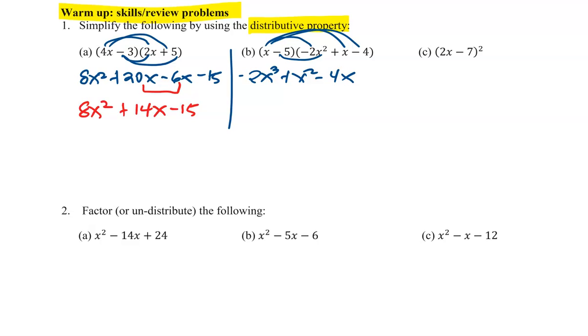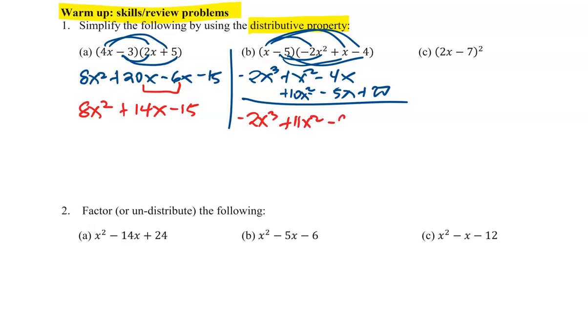You can use the second line here. So that is plus 10x squared. Negative 5 times x, negative 5x. Negative 5 times negative 4 is positive 20. Then combining like terms. Negative 2x cubed, 10 plus 1, 11x squared, negative 5x, negative 4x, negative 9x, plus 20.